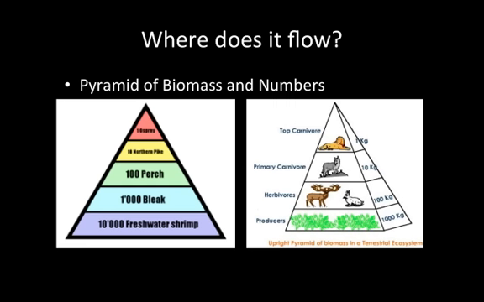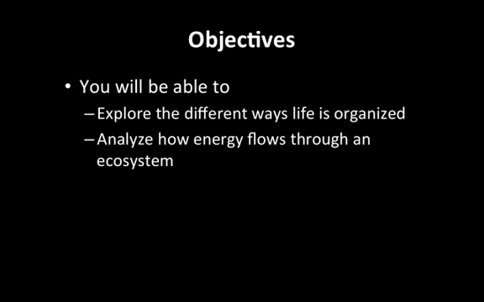You can also look at numbers to understand this. 10,000 freshwater shrimp can support 1,000 bleak, which is a type of fish, 100 perch, which is another type of fish, 10 northern pike, and 1 osprey, which is a type of bird. So 1 osprey relies on 10,000 freshwater shrimp for energy. It's amazing to think about it that way, but that's exactly how it works with energy flow within an ecosystem.